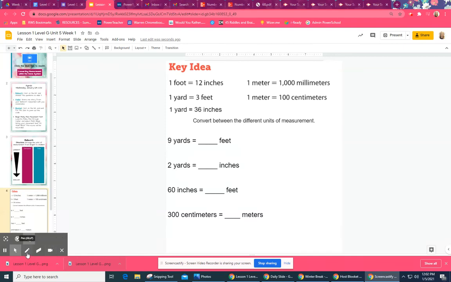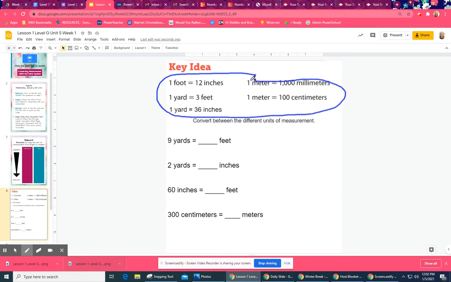Alright guys, today's lesson is kind of confusing, so pay extra attention. You're going to be converting between different units of measurement all week, but today specifically, you're just working with these units of measurement. So distance.